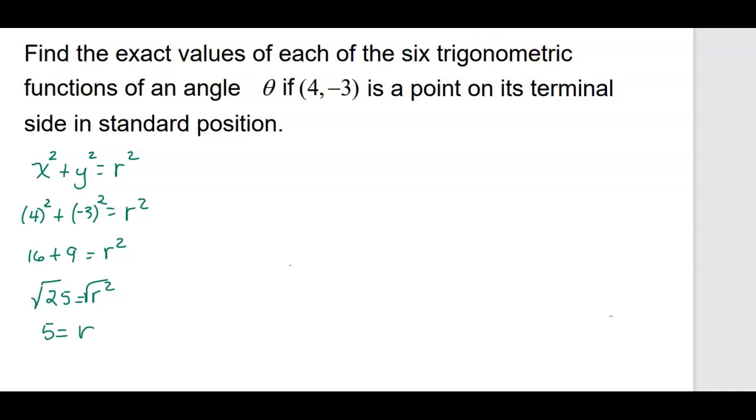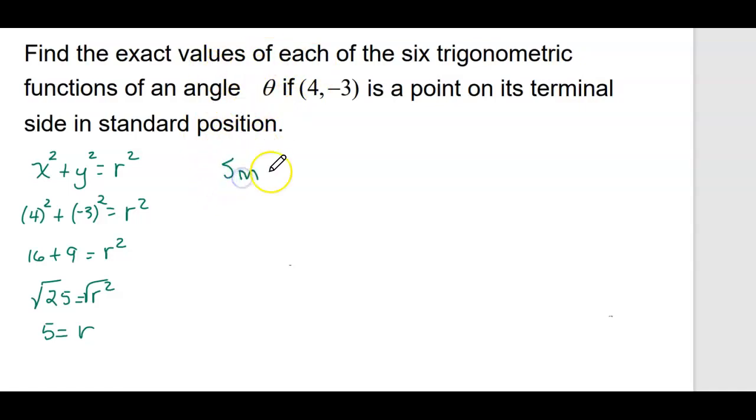Now, if you don't know whether or not your coordinate is on the unit circle, you can always go through this calculation to find r, and if r is 1, then your coordinate is on the unit circle. If not, then you're going to have your r that you can use the alternative definitions for. Okay, so let's find those 6 trig values.